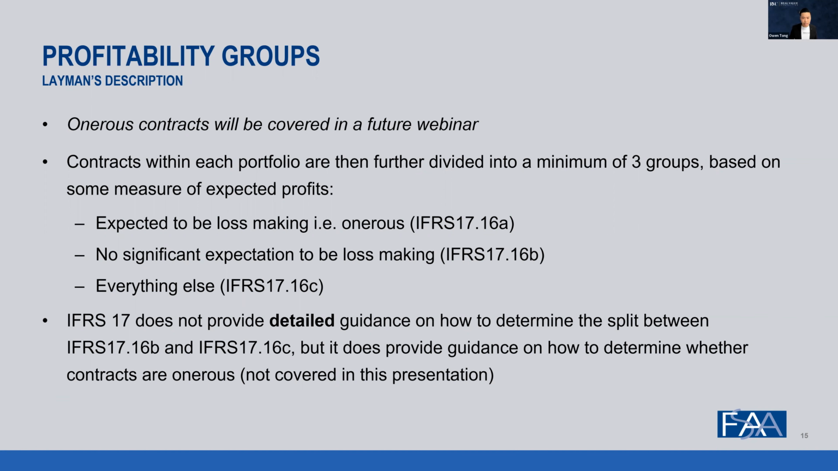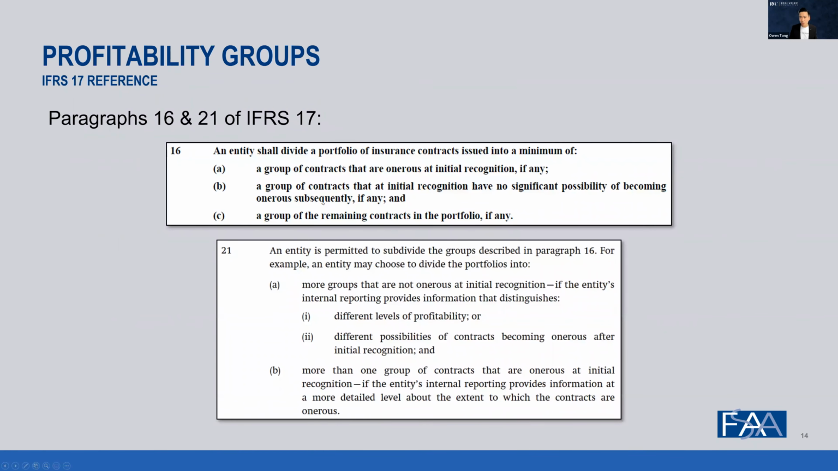Each one of these groups, you may not actually have any contracts in them. If you see at the end of each one of these groups, it says "if any". So these are groups there just so that you can put your contracts into these buckets. That's why I call these profitability groups or buckets, but you may not actually have any contracts within any one of these groups.